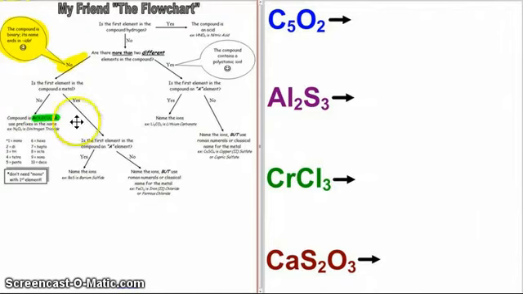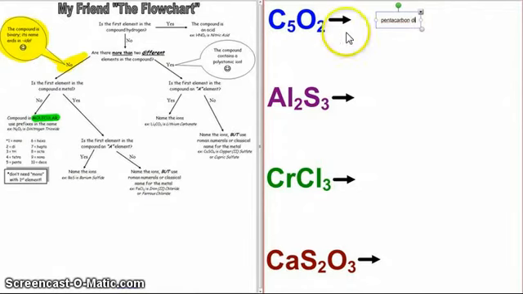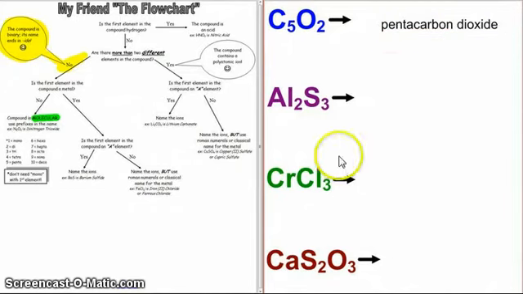So the prefix for 5 is penta. So over here I have pentacarbon, meaning 5 carbons. The prefix for 2 is di, so it is di, and then again, all compounds end in "ide," so oxygen becomes oxide. So this is pentacarbon dioxide.